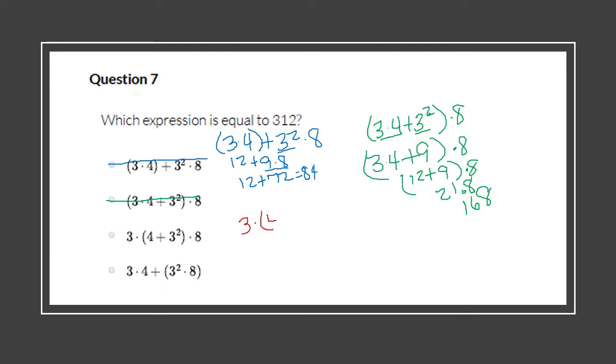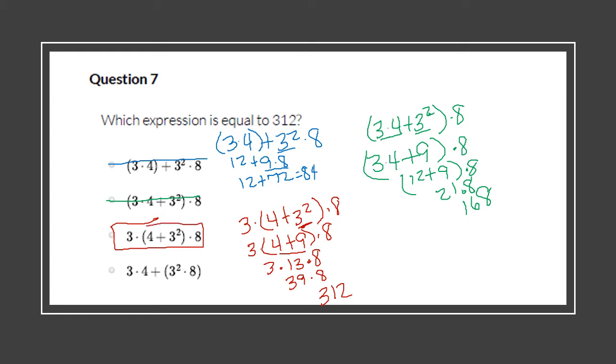3 times 4 plus 3 squared times 8. So in the parentheses, I need to do my exponents first. Then I have to finish out my parentheses. So 4 plus 9 is 13. Then I do multiplication and division left to right. So 3 times 13 is 39 times 8 is 312. So this would be our answer.